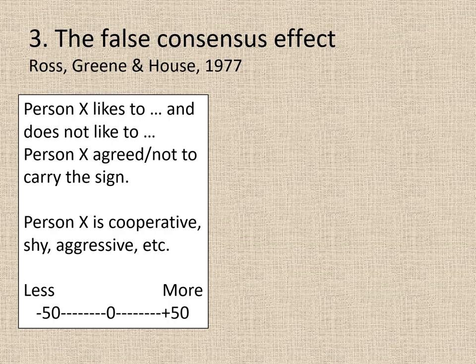And then they are also asked to rate this person. From the information that you have received, how shy do you think this person is? Or how aggressive? How cooperative? And so on. They make this assessment for every trait on a scale from minus 50 to plus 50, where zero means the average. So if I think this person is as shy as people are on average, then I mark the zero. If I think the person is more shy than the average, I give a positive rating. If I think he's less shy, I give a negative rating.